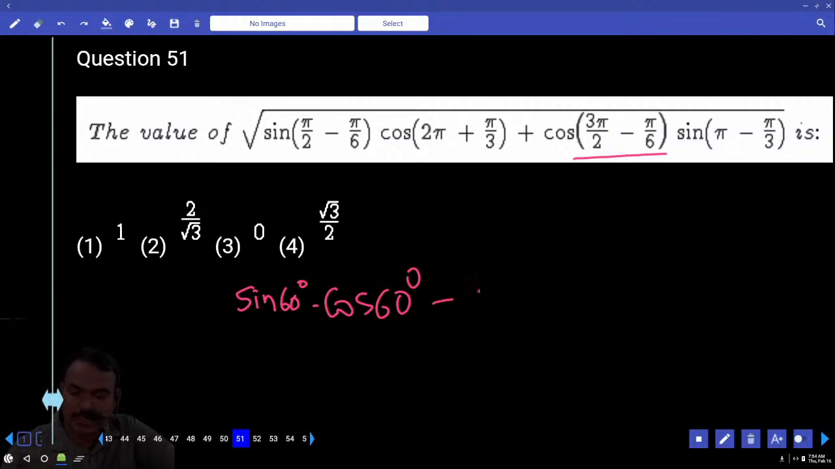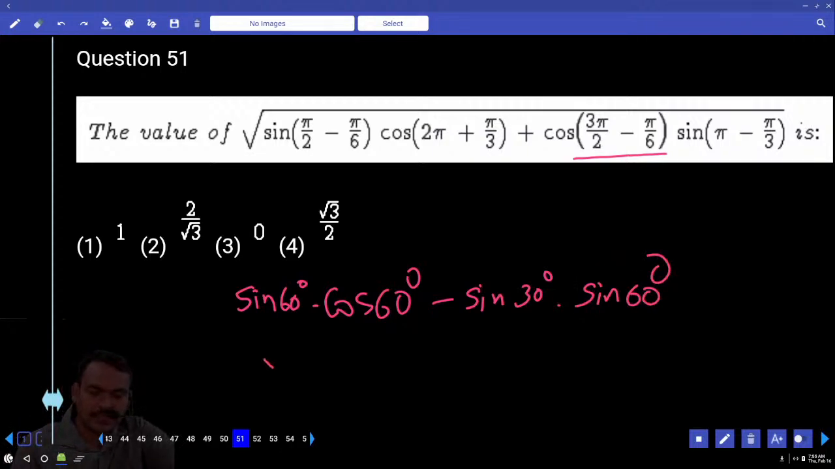Then we write minus sin of how many degrees? 30 degrees. And into sin of 180 minus 60. Sin of 180 minus 60 means sin of 120. Sin of 120 we write as 180 minus 60, and sin of 180 minus theta gives sin theta. Then into sin 60 degrees.